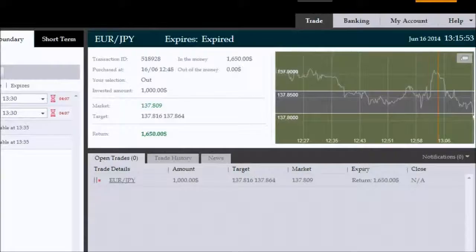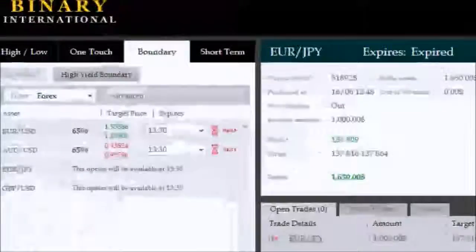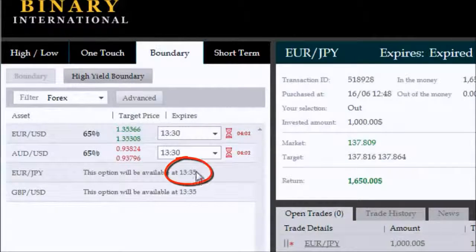So we don't have any more boundary options available up until 13:35 according to the platform. So what we'll do is we'll take a break and come back to you just before 13:35.